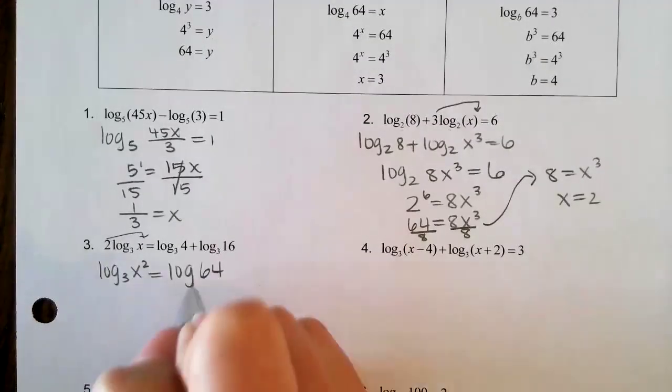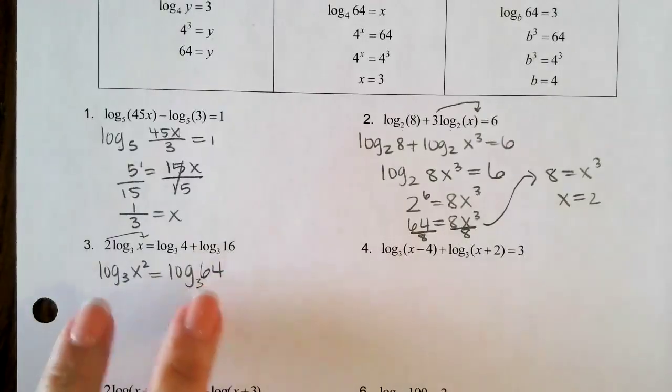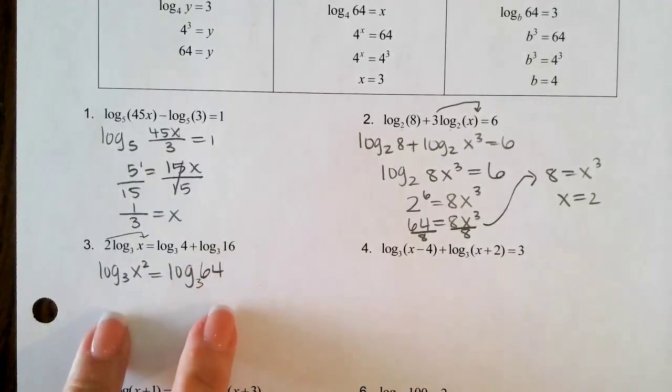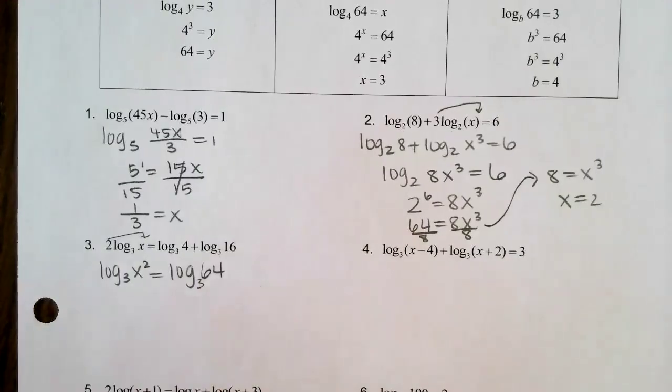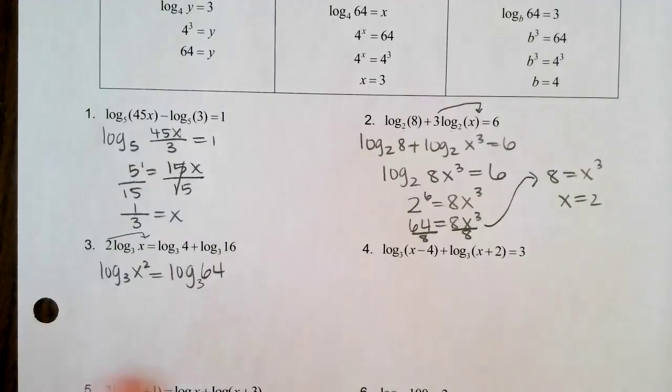And so now I have the same log, which, whoops, I forgot to write the 3 there. I have the same exact log on both sides of the equation. And so just like when we learned with common base, if we had the same base on both sides, we could set our exponents equal to each other. Same thing here. We can set our arguments equal to each other since they are both the same log.